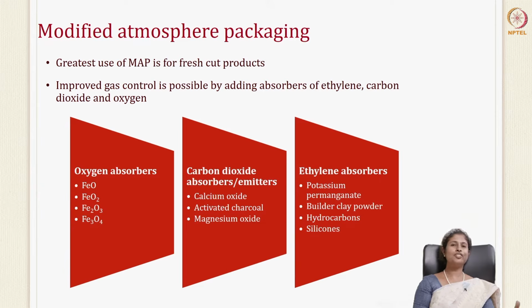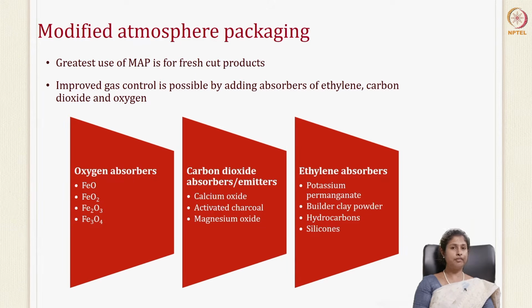So what was the oxygen absorber that we had already learned about? The iron powders. These get easily oxidized, so they can absorb any excess oxygen that is there in your package. Carbon dioxide emitters or absorbers include calcium oxide, activated charcoal, and magnesium oxide. These can act to produce carbon dioxide. Sodium bicarbonates are also there, which again produce carbon dioxide.